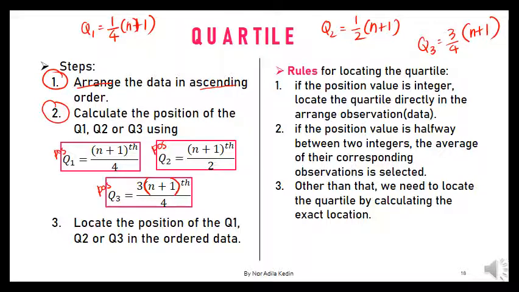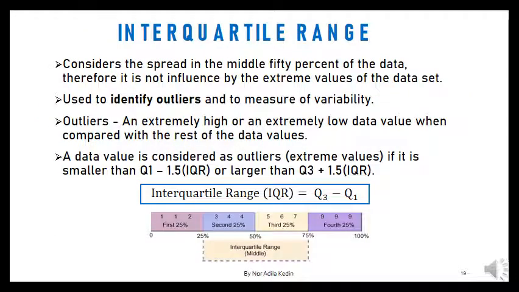So, there are a few rules for locating the quartile. If the position value is integer, locate the quartile directly in the arranged observation. Okay, kalau dia halfway between, other than that, we need to locate the quartile by calculating the exact location. So, kita akan tengok macam mana lah.